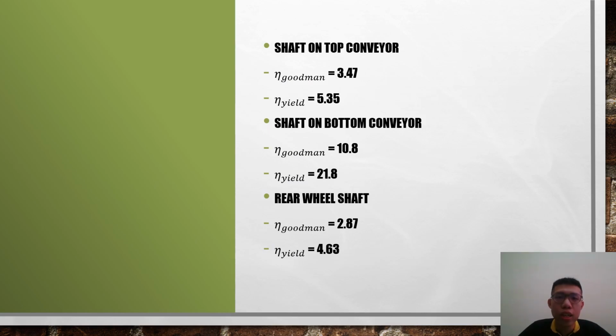From the engineering analysis, the safety factor based on the Goodman line and gear line for the shaft on top and bottom of the conveyor and the rear wheel shaft is greater than 1. It indicates that the shaft will not fail under static loading and it has infinite life.